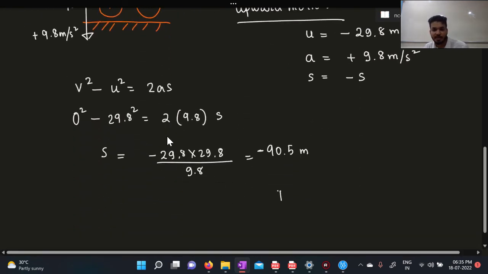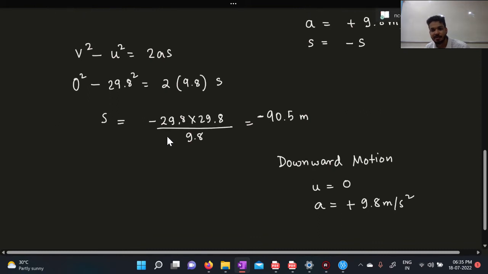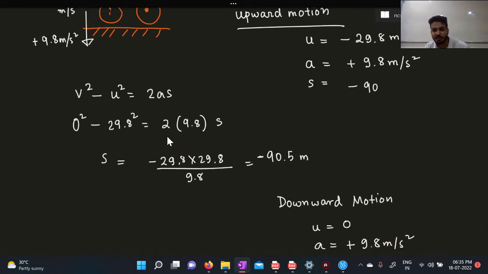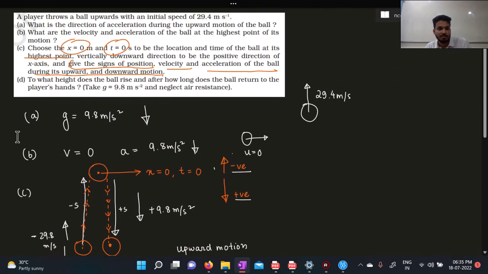So during the downward motion, the initial velocity is going to be zero. The acceleration again will be plus 9.8 meter per second square, but this time the displacement would be plus 90.5 meters. In the upward motion the displacement will be minus 90.5 meters. This is how you have to solve this question.